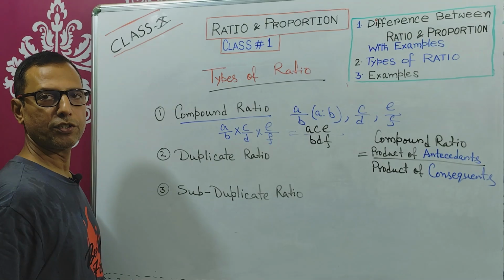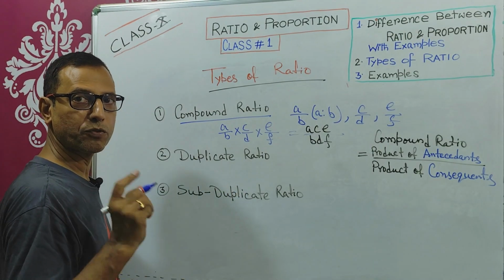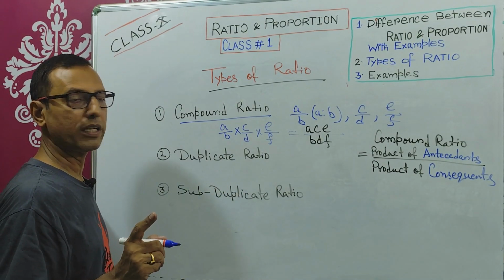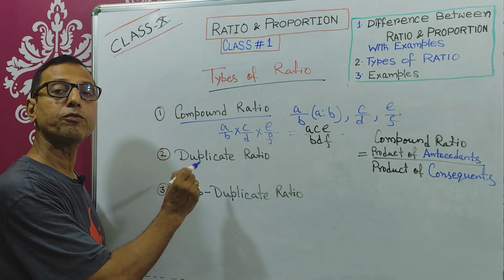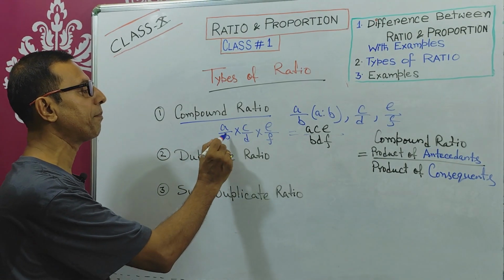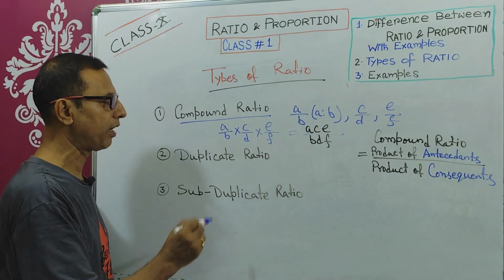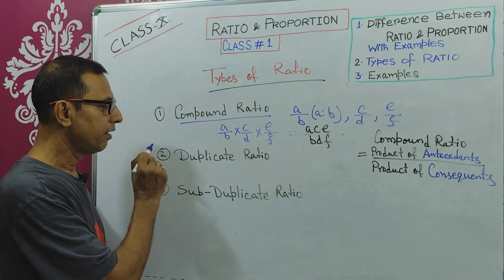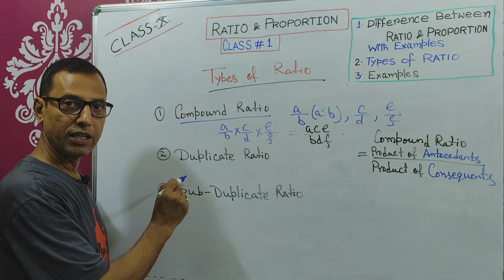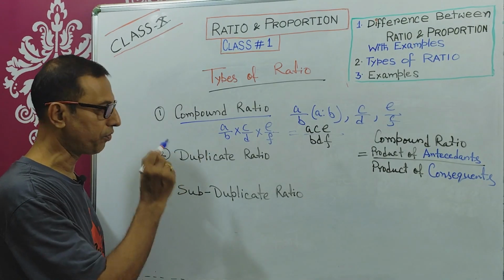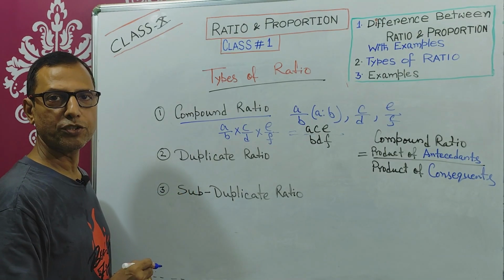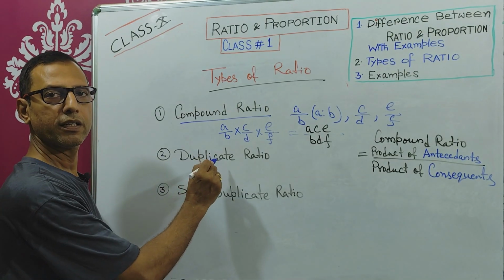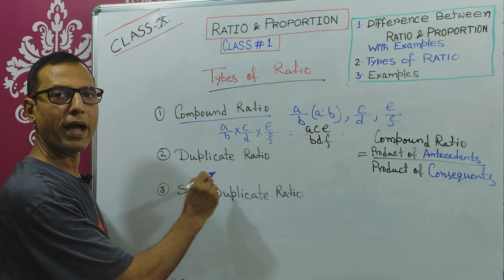Now, the duplicate ratio. Compound ratio of two equal ratios is duplicate ratio. What is duplicate ratio? Compound ratio of two equal ratios. Here A by B, C by D, E by F are not equal. But if the ratios are equal for two given ratios, then the duplicate ratio will be the square of that ratio.